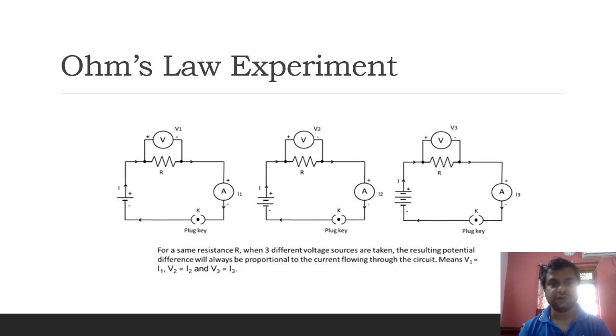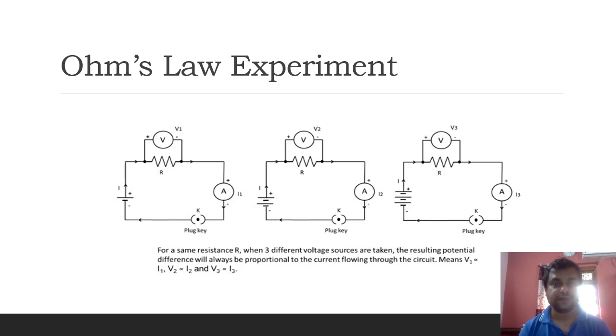There is an Ohm's law experiment. By the way, Ohm's law was found by a German scientist called Ohm, and an experiment was conducted to confirm how resistance is related to voltage and to current.